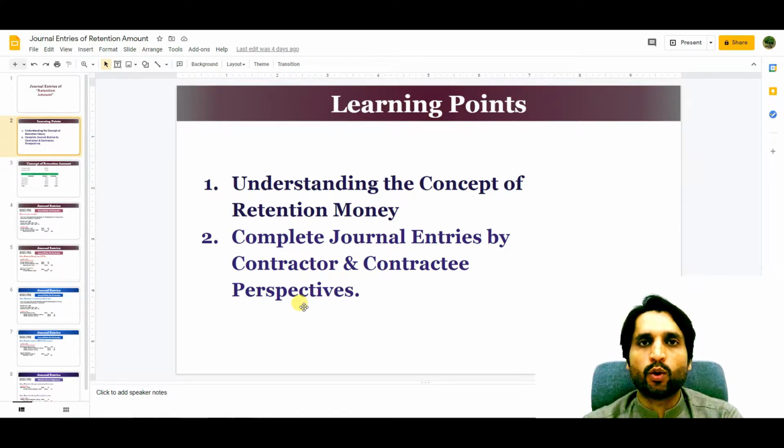So first of all, we need to know what is retention amount. I will give you a very good, real life example, so you will understand it very easily.